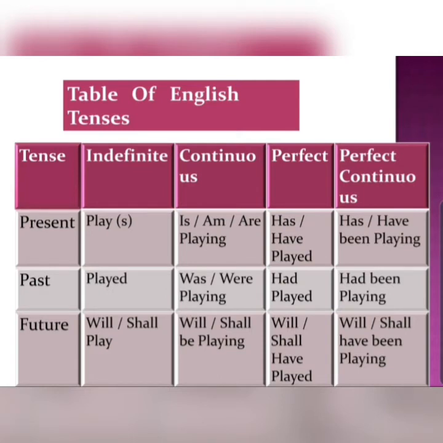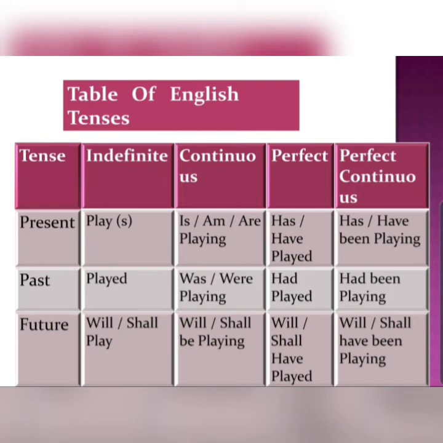Now, ed, okay, so past becomes the second form of the verb, and then for continuous we will be using was and were playing. For perfect we will be using had played, okay, and for perfect continuous it will be had been playing. For future it will be will or shall play. For future continuous it will be will or shall be playing.